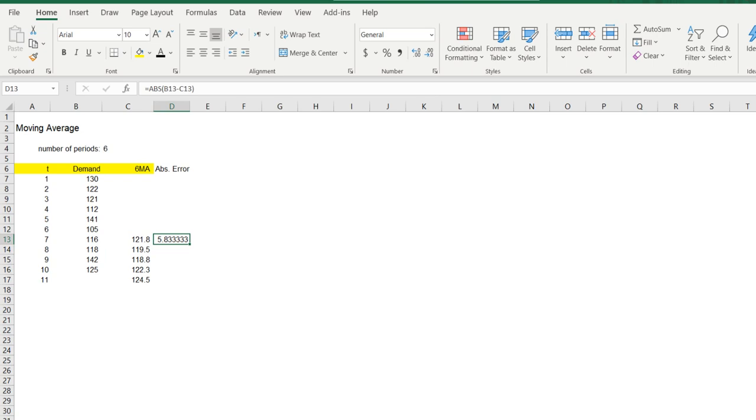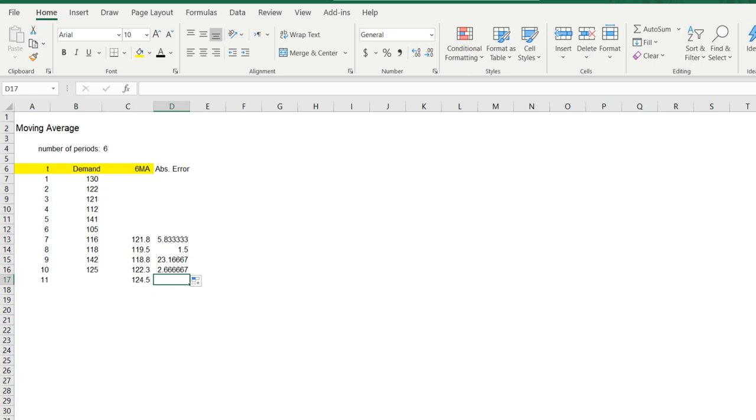So this is the error again. ABS means absolute value. Now if you go to the lower right, you see this plus sign. Left click once, drag it, and it will copy it to the other cells. Otherwise you have to just retype the formula. Now notice, don't do it for this one because there is no observed value. There is no actual, so there is no error in that one.